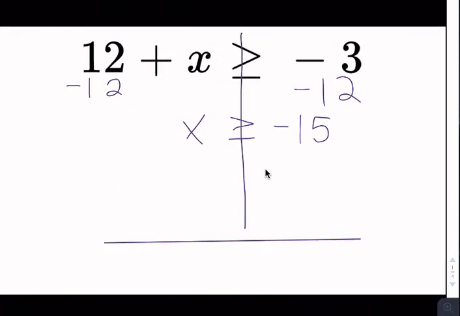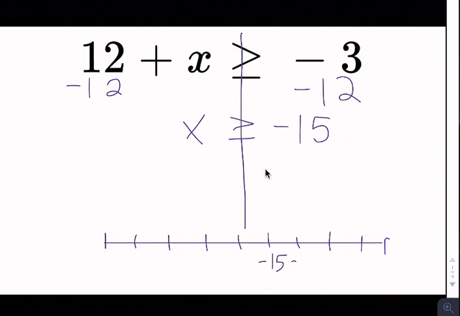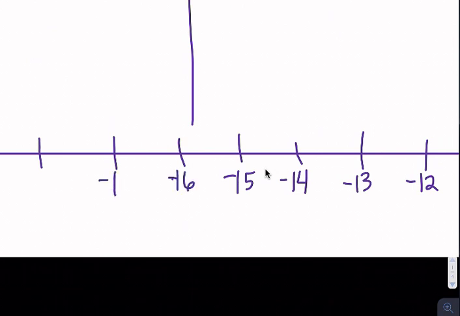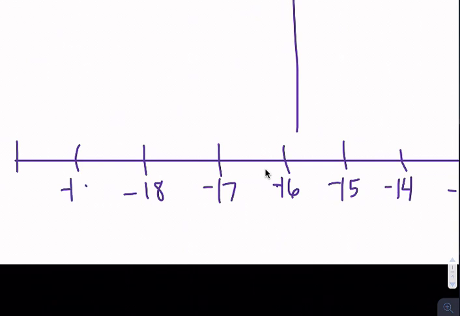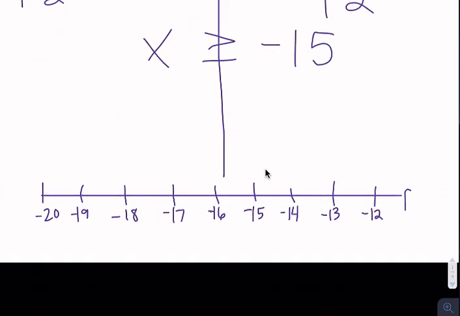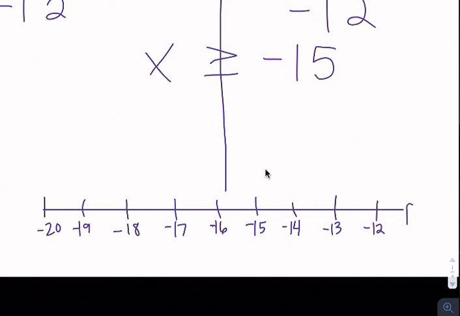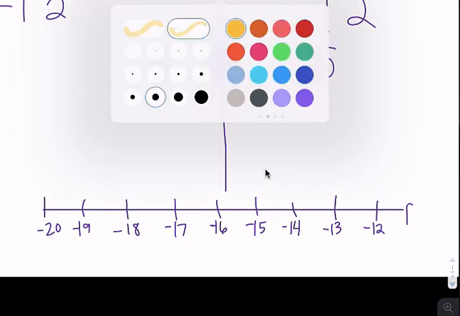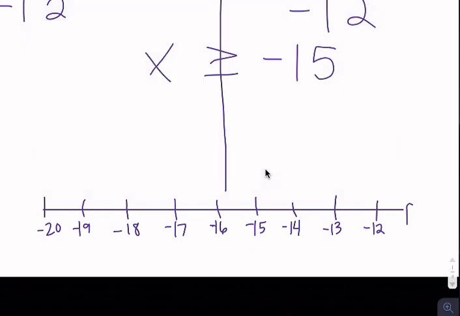So if I have a number line, I'm just going to draw a really quick one. I'm going to put negative 15 right here. So this will be negative 14, negative 13. I'm going to write it nicer so you can read it. Okay, so here's my number line. And I want all the numbers that are bigger or equal to negative 15. So greater than or equal to negative 15.